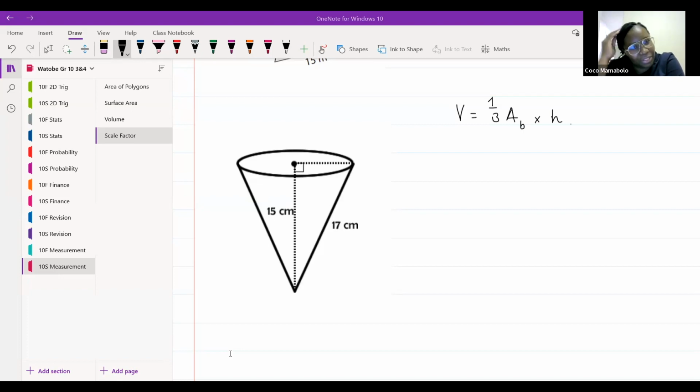All right, pop your favorite emoji in the chat when you're done, peeps. Mashatse, don't give them the answer. They must find it themselves. But thank you, Mashatse.